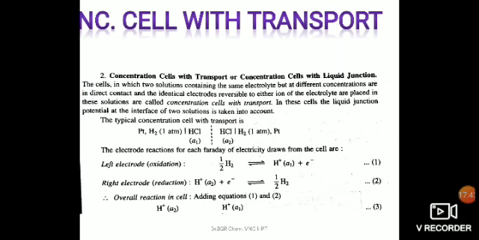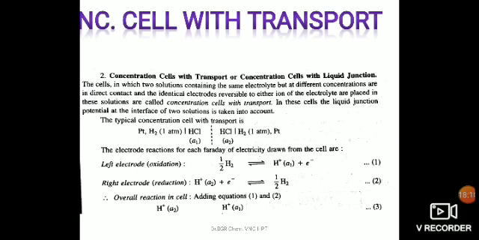The typical concentration cell with transport, we can represent it as platinum, hydrogen at 1 atmosphere, HCl of activity A1, which is in communication with HCl of activity A2, hydrogen at 1 atmosphere, platinum. We can see that this HCl of activity A1 and HCl of activity A2 are in direct contact with each other. There is no salt bridge at all.